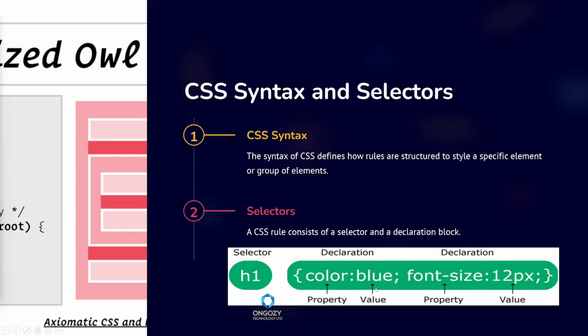When we have multiple declarations, we separate them by the semicolon, okay? And when we are using the declaration, the property is followed by a value, where in between the property and the value, we have a colon.